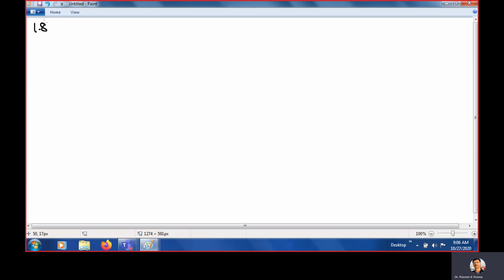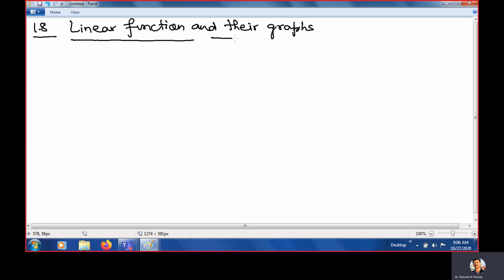So this is article 1.8, linear functions and their graphs. So how do we define a linear function? We have already defined it when I was defining types of functions. So a function of the form, no problem, we will study again.